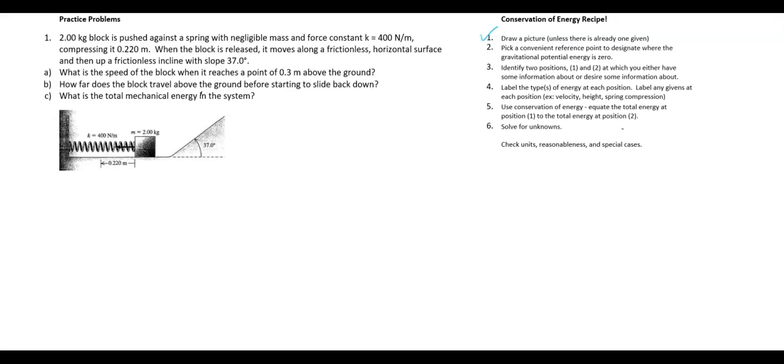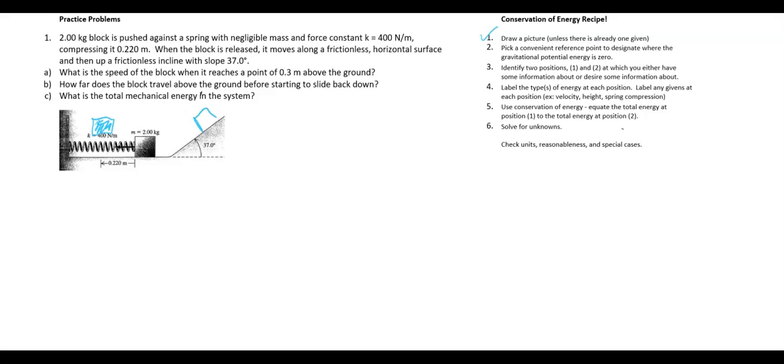Okay, let's look at this problem. We have the 2 kilogram block and it's pushed against the spring. Here's our spring with negligible mass and a force constant, or we could call that spring constant, k, of 400 newtons per meter, compressed 0.22 meters. It's compressed to this little point right here. When the block is released, it moves along a frictionless horizontal surface and then up a frictionless incline with a slope of 37 degrees. For part A, we want to find the speed of the block when it reaches a point 0.3 meters above the ground.